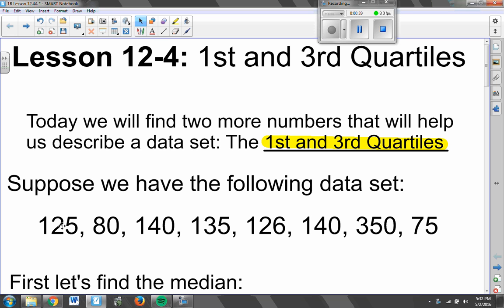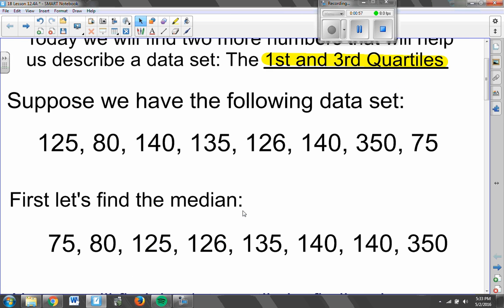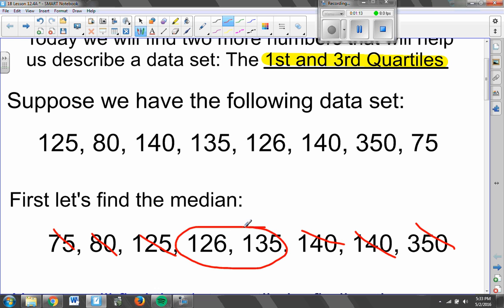So suppose we have this data set here: 125, 80, 140, 135, 126, 140, 350, 75. The first thing that I want to do to find these two quartiles, first and third quartile, is actually find the median. Now, I believe we all know how to do that. We just order the data points from lowest to highest, and then start crossing things out from low to high and high to low, and eventually we end up in the middle. And here we have 126 and 135 in the middle.